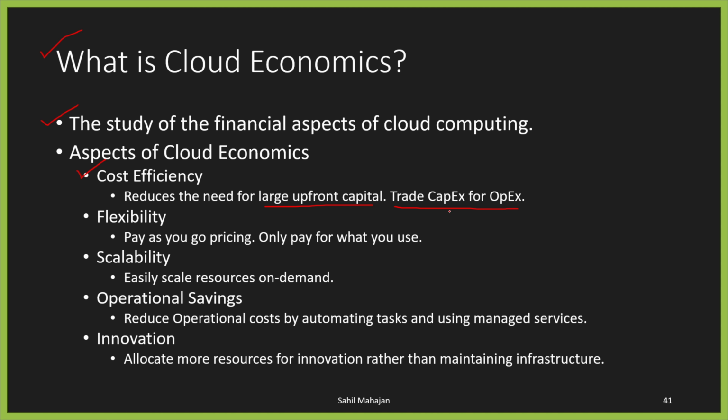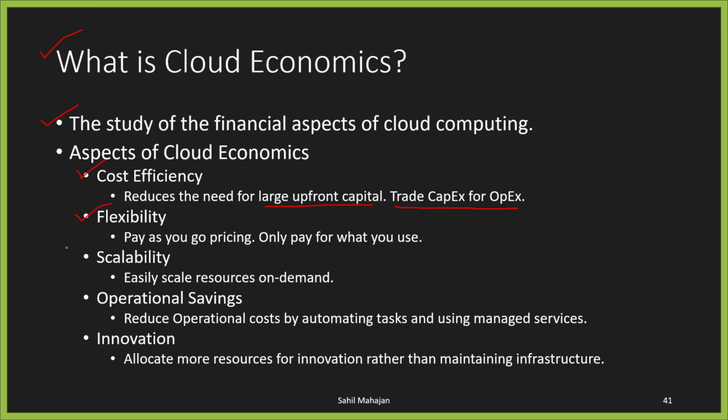So what we're saying is that when you have your own on-prem server, you need a lot of capital because you have to set up infrastructure, you have to buy land, a data center, buy servers and all of that. But when you go to cloud computing, you really don't care about the land, the infrastructure, the servers, the hardware and all of that. You only care about your operational expense. So the first aspect is cost efficiency, wherein you are trading your capital expenditure for operational expenditure.